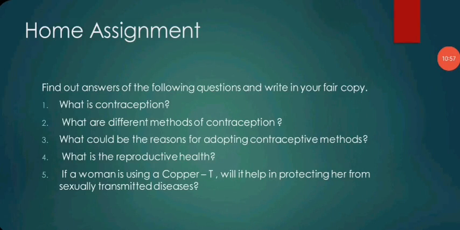Now this is the time for your home assignment. Find out answers to the following questions and write them in your fair copy. The first question is, what is contraception? The second question is, what are different methods of contraception? The third, what could be the reasons for adopting contraceptive methods? And the fourth question is, what is reproductive health?